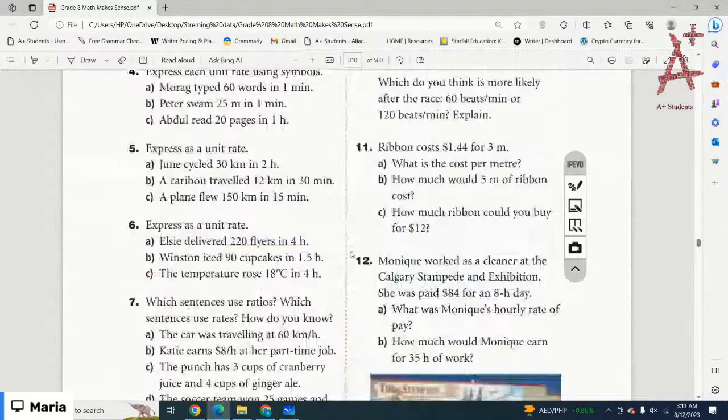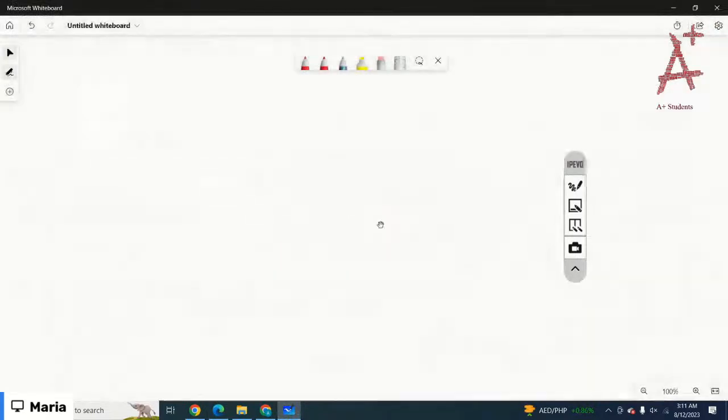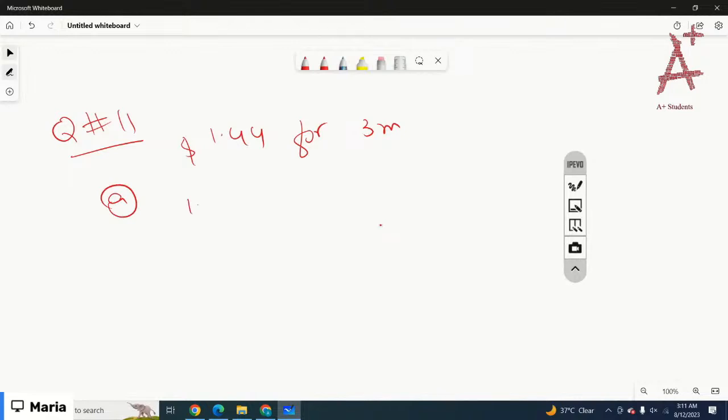First, you have $1.44 for 3 meters. You have to calculate the unit price for A part, right? So just divide 1.44 by 3. That is the cost of 1 meter. 1.44 divided by 3 is $0.48 per meter. That means if you have to buy a 1 meter ribbon, the cost is $0.48, right?